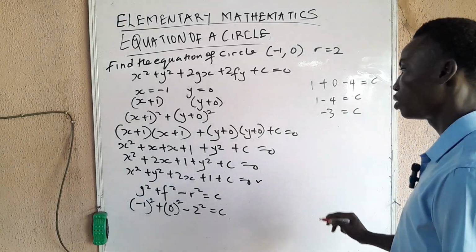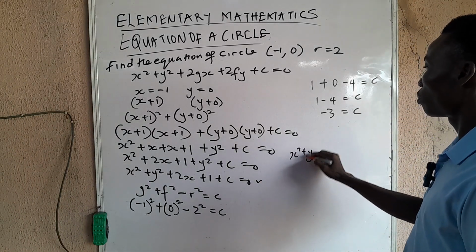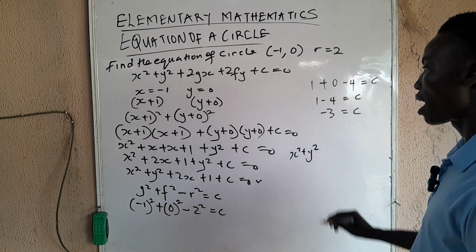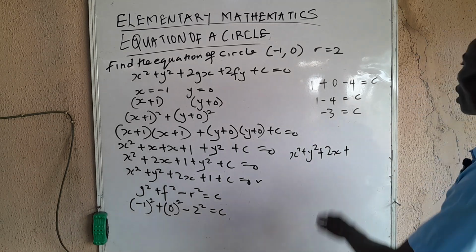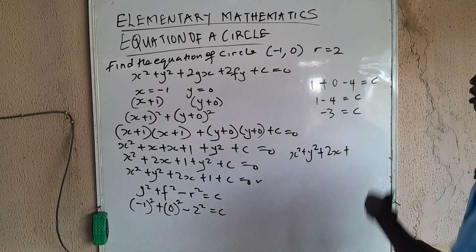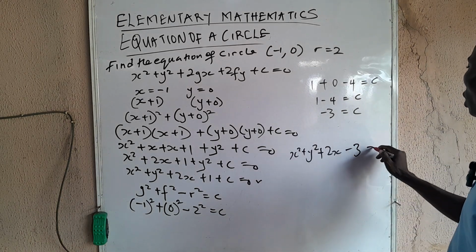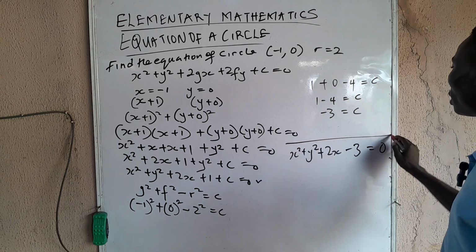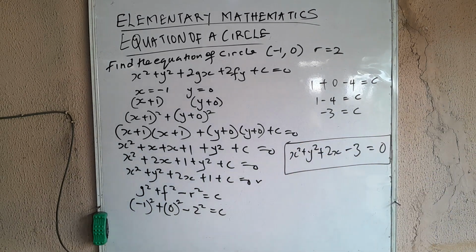So rewrite this equation that you have here. What are we going to have? We are going to have x squared plus y squared plus 2x plus the total value of c in this place now, which is minus 3, so that will give you minus 3 equals 0. That is the equation that the question asks you to look for. So that is how to solve the problem there.